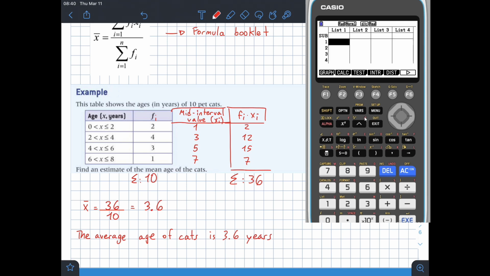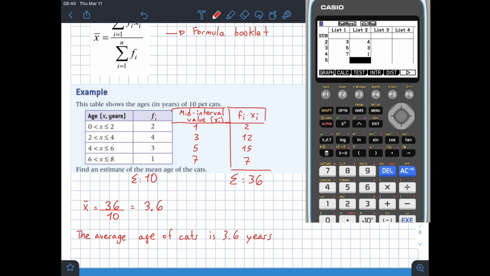on list 1, the first column, we're going to plug in the mid intervals. Remember that we're given a set of data as intervals. We need to plug in the mid interval values, right? So that's what I'm going to put: 1, 3, 5, and 7. And on list 2, I'm going to put the frequency for each mid interval, right? So this would be 2, 4, 3, and 1.